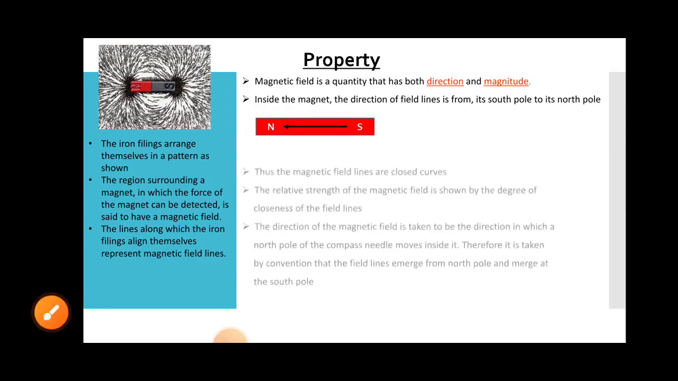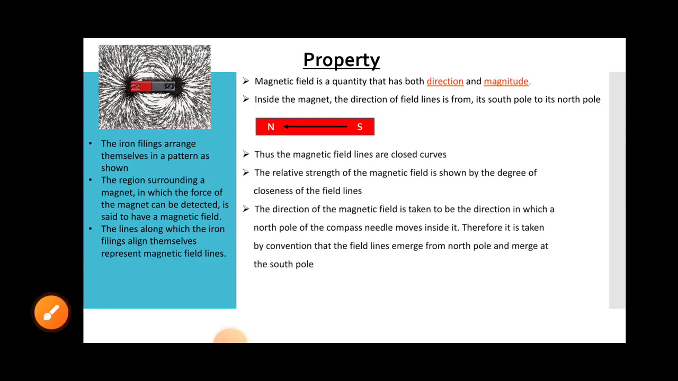Now, the magnetic field lines are closed curves. It is always a closed curve path. The relative strength of the magnetic field is shown by the degree of closeness of the field lines.